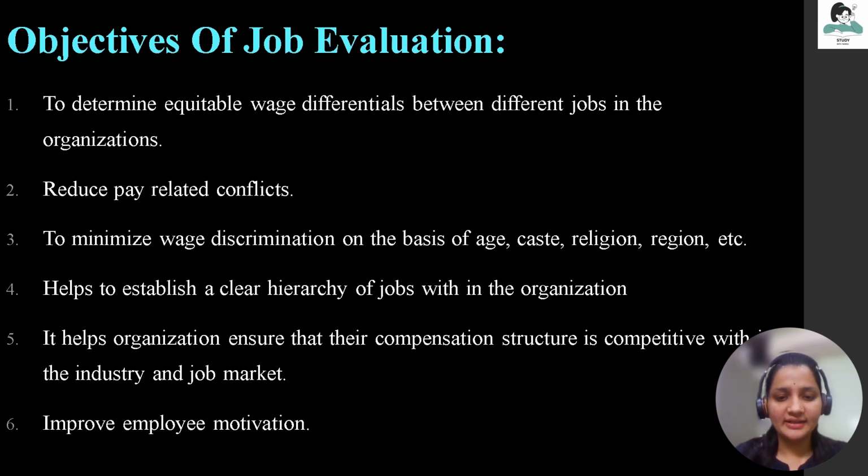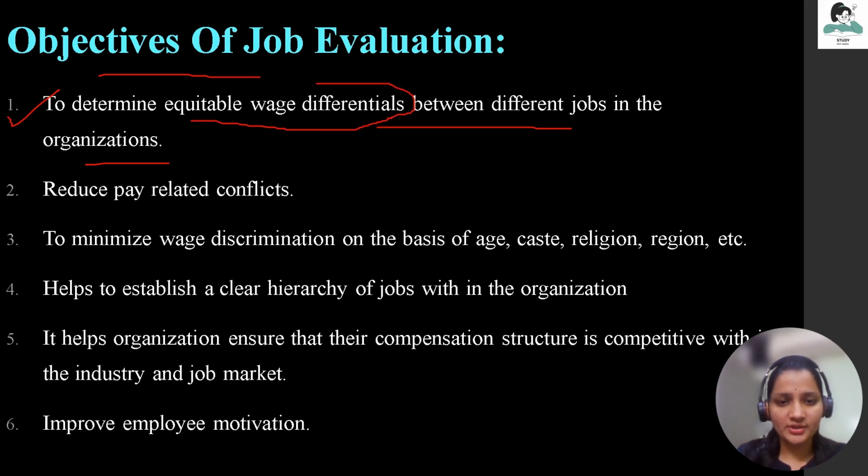Now let us understand the objectives of job evaluation. So what's the first one here? To determine equitable wage differentiation between different jobs in the organization. What do you mean by this equitable wage differentiation?